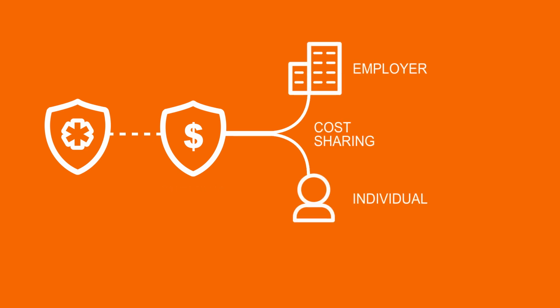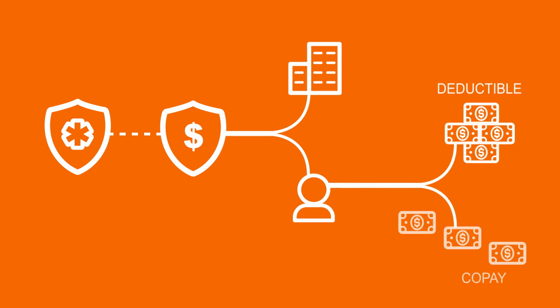Cost sharing is the division between the part of the premium the employer pays and the part the individual pays. The individual shares the cost of the premium and a part of the actual cost of care in the form of deductible and copay. The deductible is the amount the individual pays each year before the health insurance plan pays for the service. The copay is the amount the individual pays each time they receive a service.